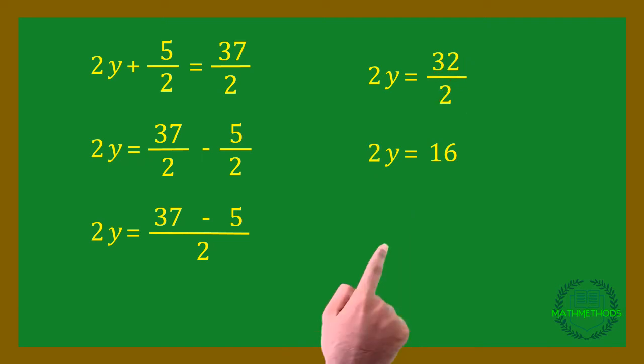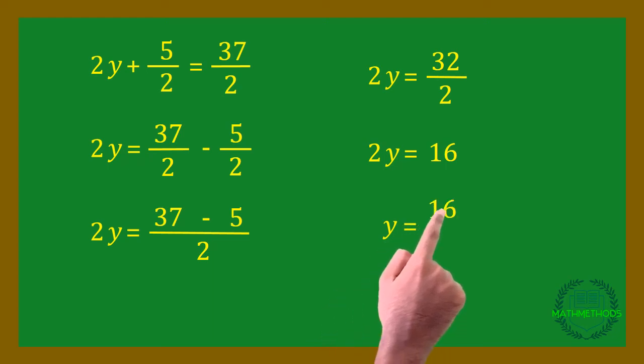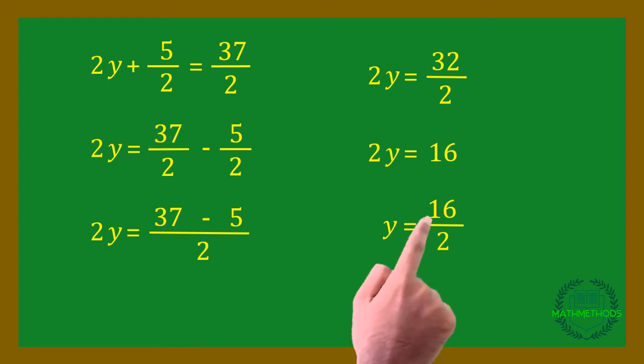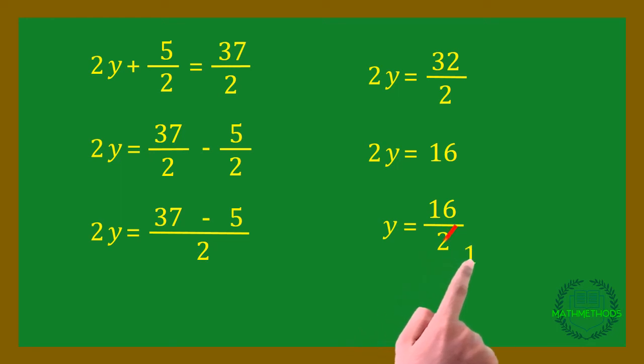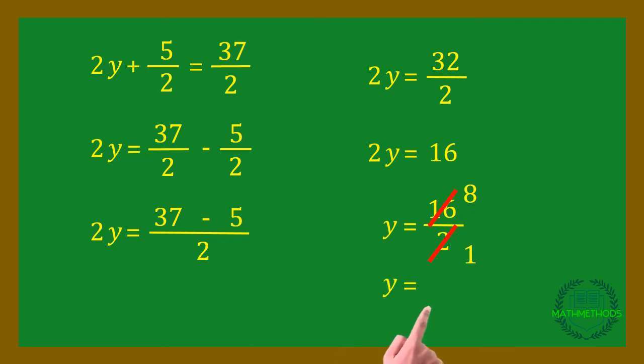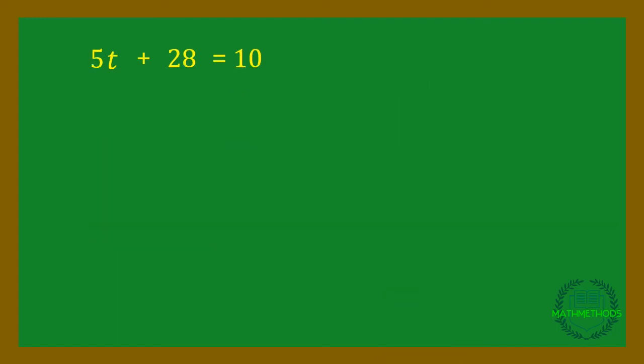Now write only the variable in the left hand side and write the right hand side as it is and move the coefficient, that is 2, in the denominator's place in the right hand side. Now in the right hand side we have 16 divided by 2. We can cancel out 16 and 2 as 2 ones are 2 and 2 eights are 16. Thus we get the value of y as y equals 8. Let's solve one more example.